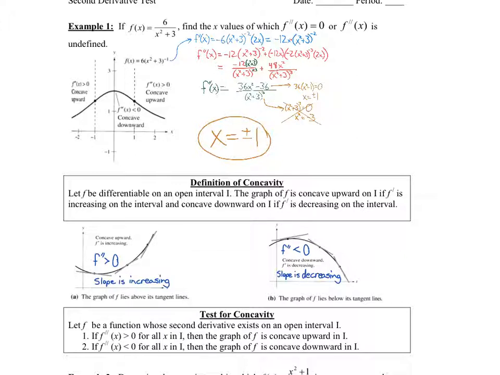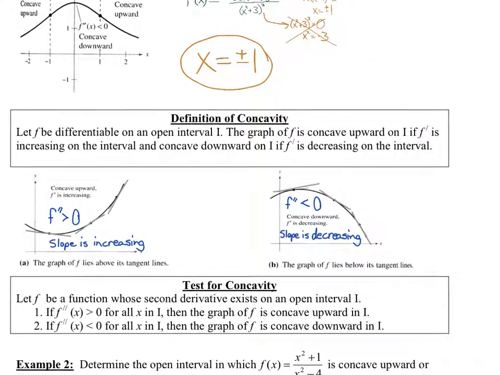You can think of concavity, if we're in the context of things moving around, as our acceleration. But let's talk about what concavity is here and illustrate it, and then we'll look at the second derivative test, which tells us how to determine concavity.